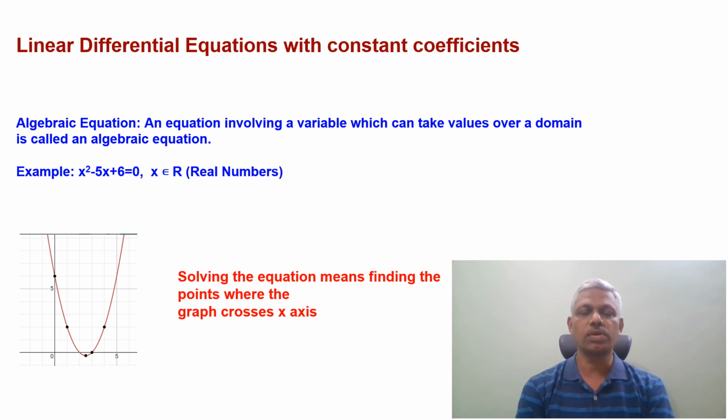In this case, if x varies over real numbers, this represents a simple algebraic equation. What we mean by solving this algebraic equation is that we try to find the points where the function f(x) equals x squared minus 5x plus 6 crosses the x-axis. For this function, we can easily observe that at x equal to 2 and 3, the function crosses the x-axis. So solving this equation means finding the values where the function crosses the x-axis.